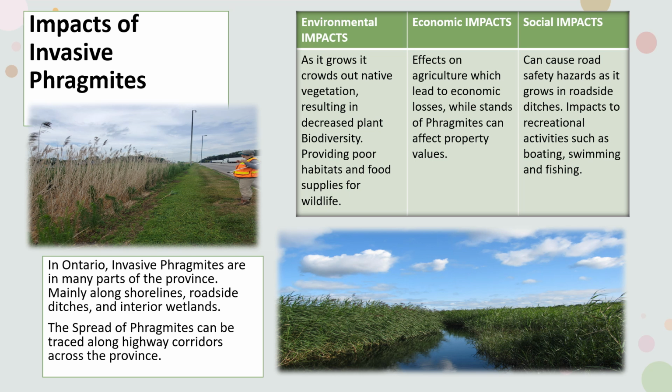The economic effects on agriculture lead to economic losses, while stands of Phragmites can affect property values. The social impacts: they can cause roadside safety hazards as it grows in the roadside ditches. There are also impacts to recreational activities such as boating, swimming, and fishing. As you notice from the photos, you'll see to the left Phragmites growing in a ditch along a highway. The other is a photo in the wetlands, showing how it just overpowers.